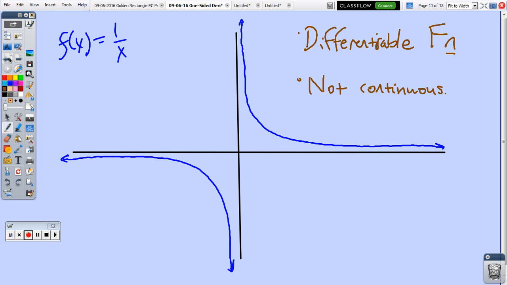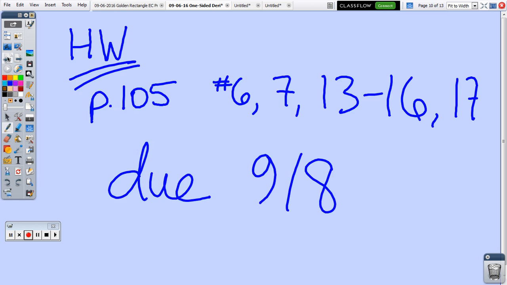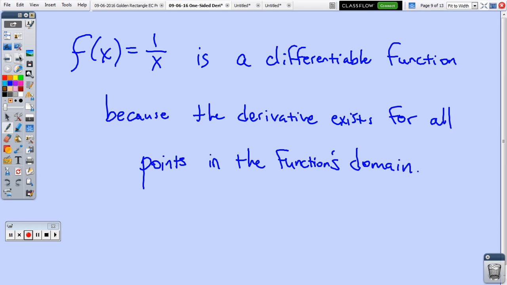It is not differentiable at 0, but the function is considered a differentiable function because of what I have written right here, and because 0 is not part of the domain.